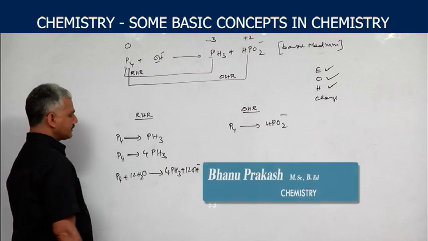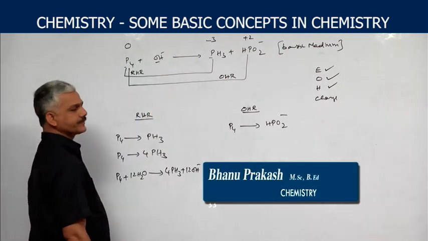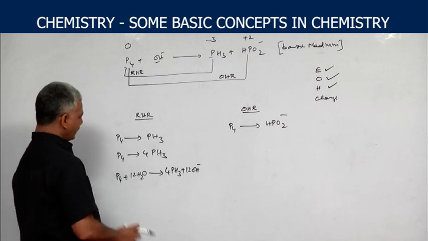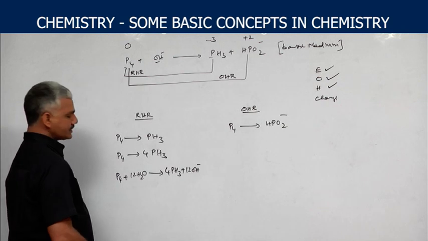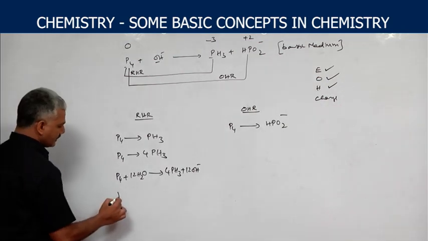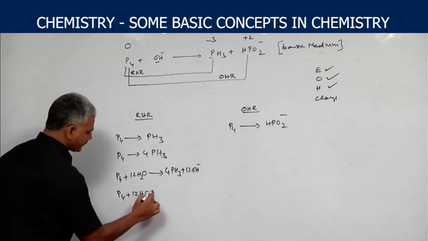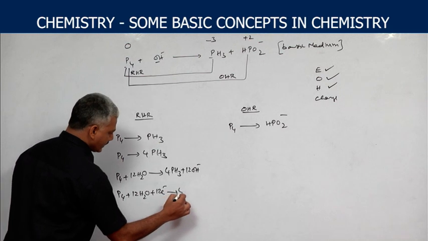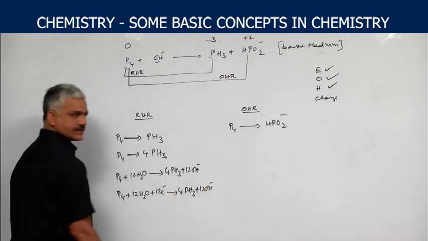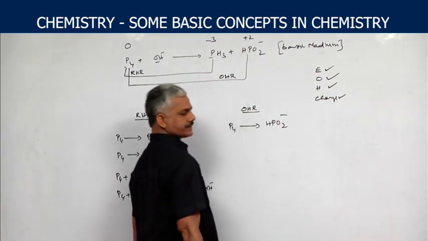Now, for balancing of charges, consider the change in oxidation state. For phosphorus, it is 3 units per atom. As there are 4 atoms, 12 electrons are to be added because the reaction is a reduction half reaction. So, plus 12 electrons gives 4 PH3 plus 12 OH minus. Now, charge is also balanced.